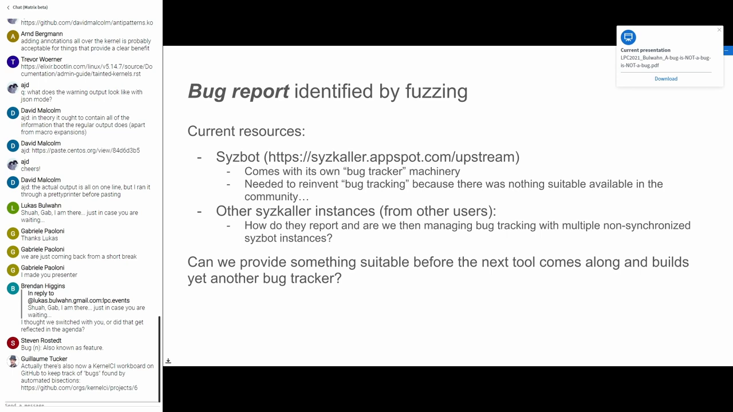Fuzzing also identified the problem of having a bug report and tracking that. Syzbot is basically a bug tracking machinery by itself, because Dmitry identified that for the bug tracking he wanted to do with his machinery, there was nothing suitable available. And that is for the one instance that we know.